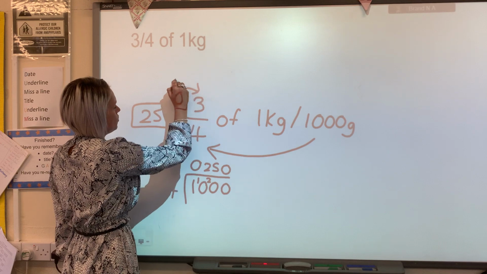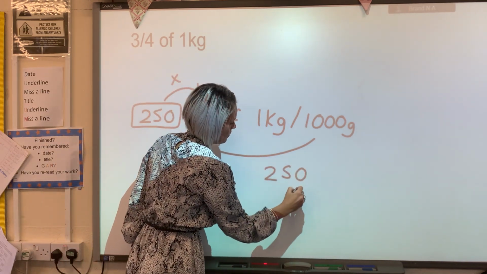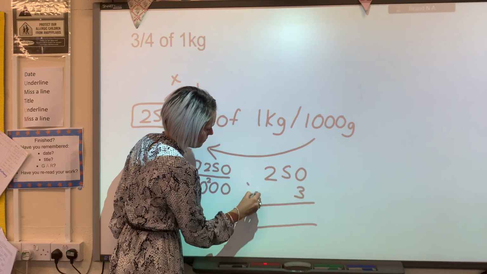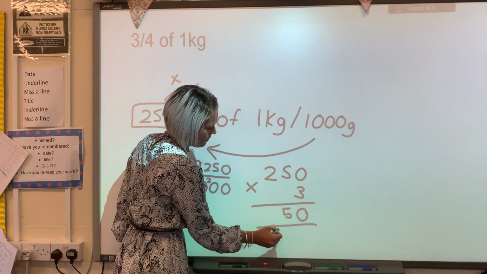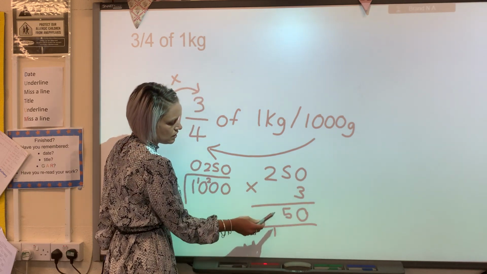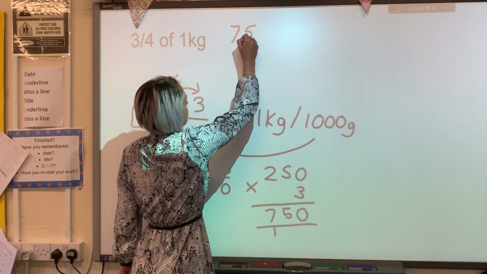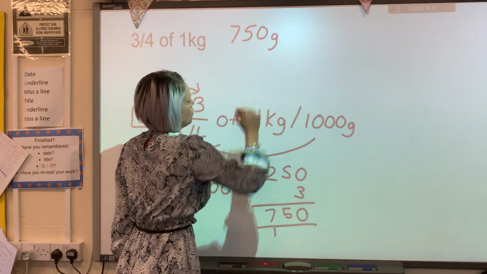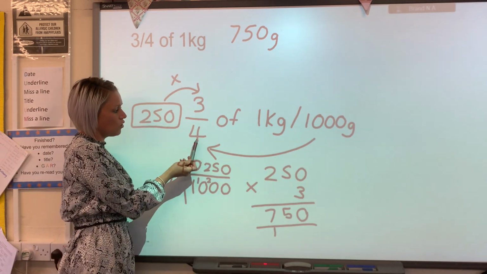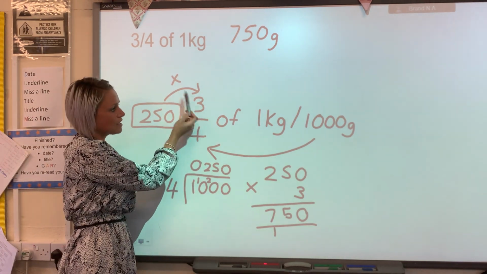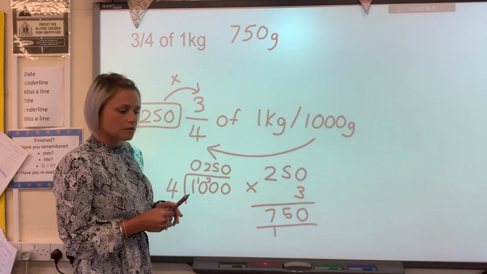Then I do 250 times 3. That's a sum. 3 times 0 is 0. 3 times 5 is 15. 3 times 2 is 6. Add the 1, 7. So it'll be 750 grams. Would give you my 3/4. Because it works out 1/4 was 250, times it by 3, gave me 750 grams.